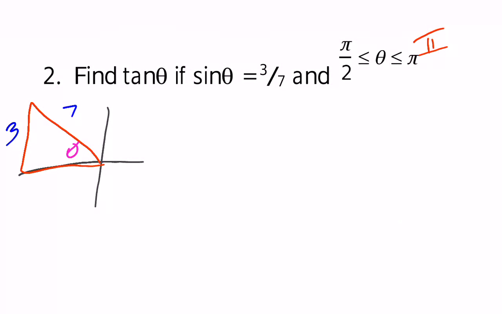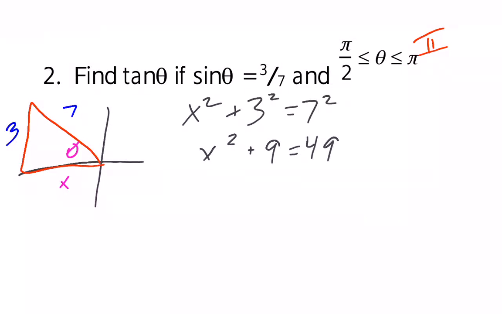So first I need to find x. So I say to myself, x squared plus 3 squared equals 7 squared. So x squared plus 9 equals 49. So x squared equals 40, and I'm going to do the square root.